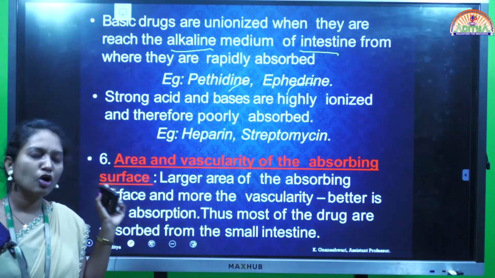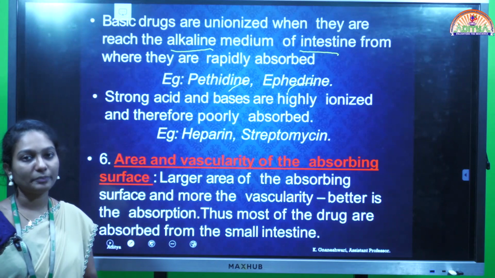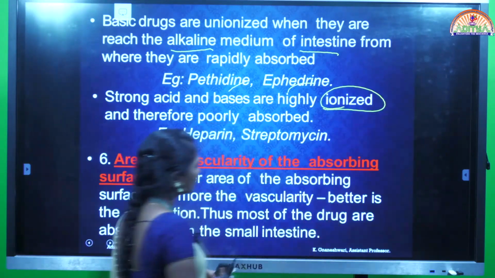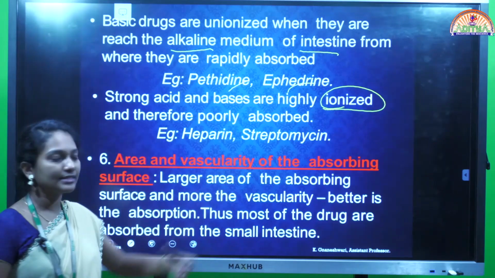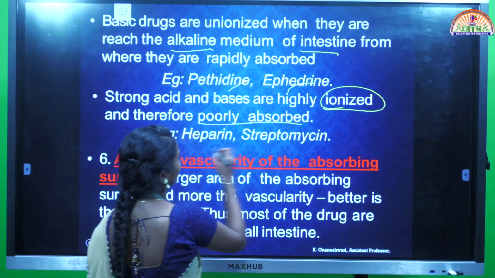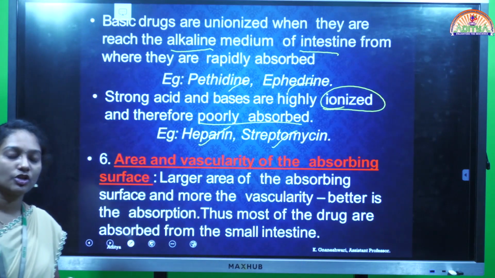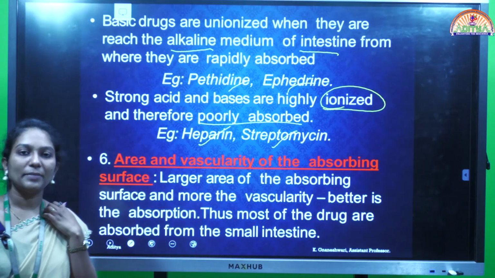And if we go for strong acidic or strong basic drugs, they will be in the ionized state. Because of being in the ionized state, the absorption will be poor. The examples here include heparin and streptomycin, the drugs which are strongly acidic or strongly basic.